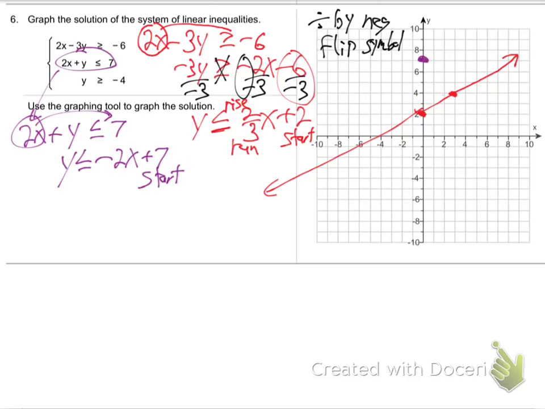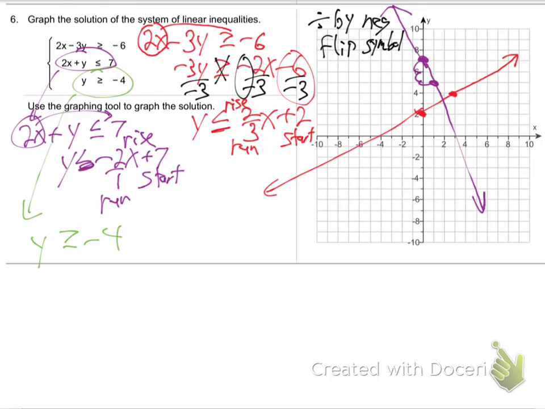And where are we going to go from there? Minus 2 over 1, rise over run. So go down 2 over 1. And then solid bar, solid line. Connect the dots. Okay, final, we have a third one. So y greater than or equal to -4. That's just a straight line through y equals -4.